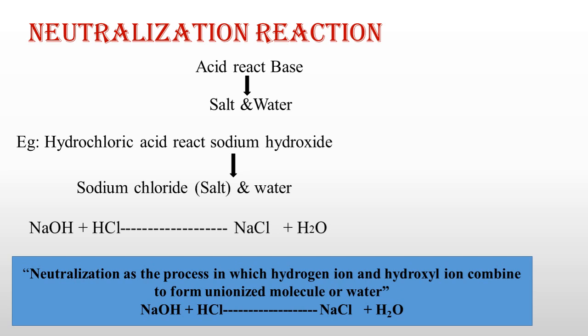According to Arrhenius theory, the neutralization process or reaction can be represented by a reaction involving combination of acid and base to form salt and water. For example, it is a reaction involving combination of H plus ion and OH minus ion to form water, or it is a reaction where sodium hydroxide reacts with HCl to form NaCl and water.